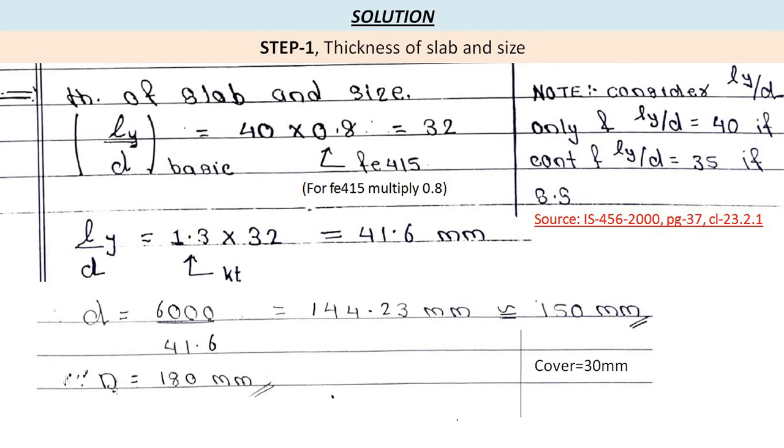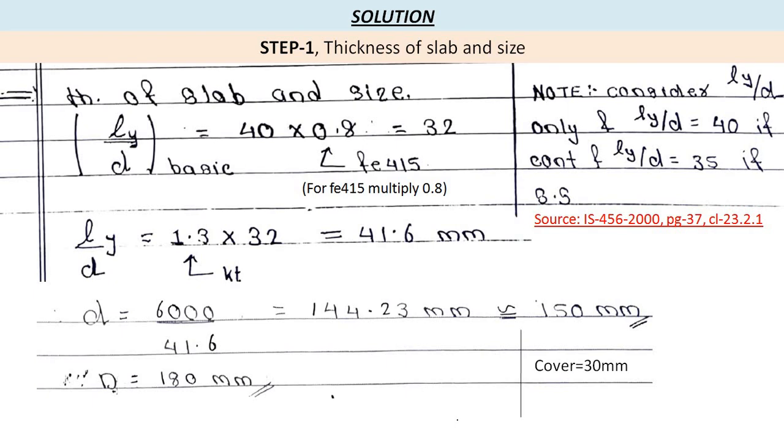So the first step will be the thickness of the slab and size. First we will find the thickness of the slab. For the thickness of the slab we have to do Ly by d. So we have to always provide Ly, not Lx. For the flat slab we have to provide Ly. So notice, consider Ly by d only, and Ly by d is equal to 40 if it is a continuous slab, and Ly by d is equal to 35 if it is a simply supported slab.